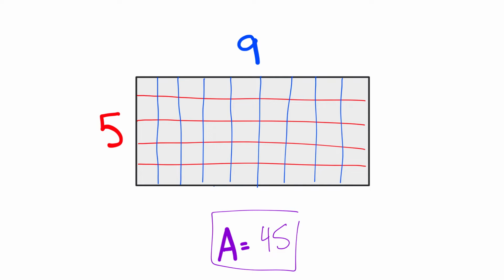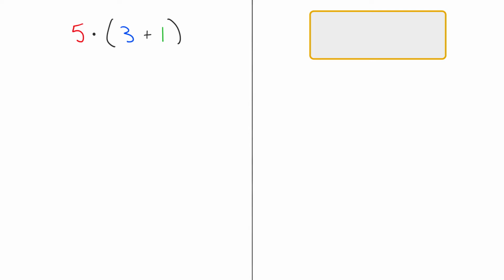But I really want us to get across what we're actually doing when we're finding area. Because that's going to allow us to extend that concept into an algebra 2 domain. So if I have 5 times the quantity 3 plus 1, what you could do is you could say, oh, well, I have a rectangle that is 5 units tall, and then its width is 3 units plus an additional 1 unit.